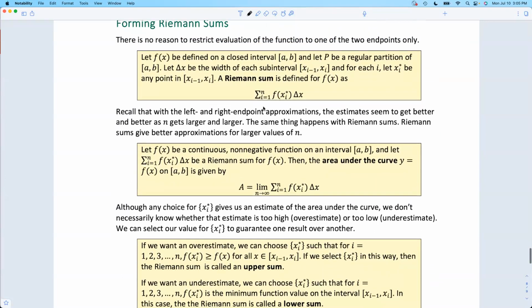And a Riemann sum is a finite sum that when we take the limit as the number of intervals goes to infinity, which is the same thing as the limit of delta x goes to 0, we end up with the actual area.